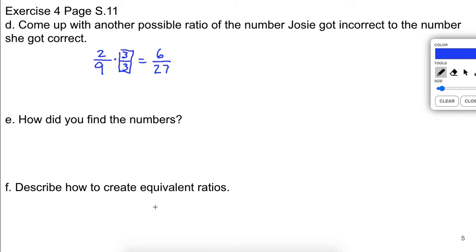Okay, describe how to create equivalent ratios. Take some notes here because this is the key thing. We can use the tape diagrams, and if you like the tape diagrams, you can keep using them. But eventually we want to go to just this multiplication method because that's going to be our most efficient way. Okay?